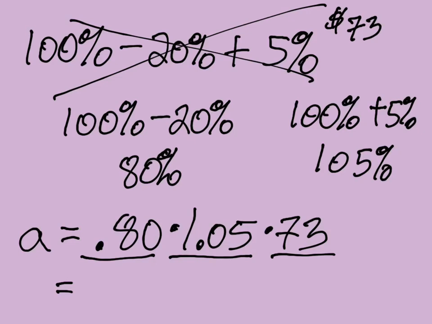And so I find that I get $61.32 is how much. And by the way, if you had done it the other way, where you did minus 20% plus 5%, you would have had $62.05, which is not the right answer. So $61.32 is the correct answer. And let me show you why that works.